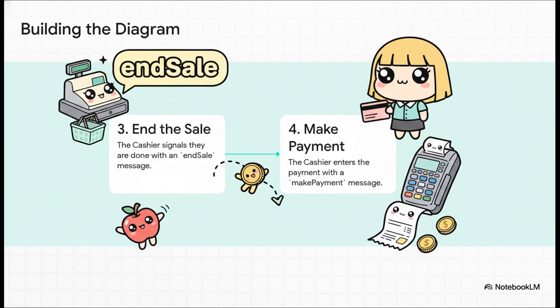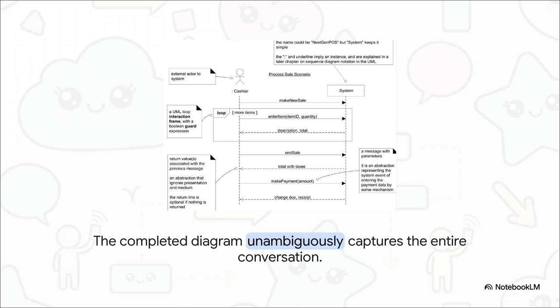So what's next? After all the items are in, the cashier says they're finished. That becomes our end sale message. Now, the system has to reply with the total, right? So we draw our first dashed arrow coming back with that info. Finally, the cashier enters the payment. That's a make payment message going in, and the system replies with a change and a receipt. And just like that, we're done.